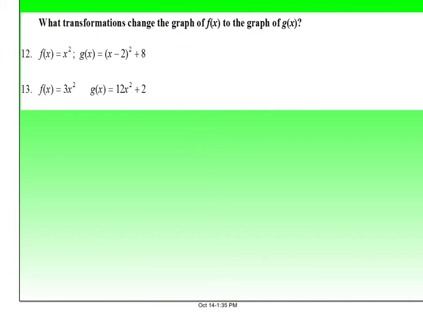So for 12 and 13, we're looking at transformations again. When you're looking at transformations, I want you to be asking yourself 3 things. 1, did I move up or down? I may have moved up, I may have moved down, I may not have moved up or down at all. 2, did I move left or right? I may have moved left, I may have moved right, I may not have moved left or right at all. And 3, did I stretch or did I compress? I may have stretched, I may have compressed, I may not have stretched or compressed at all.